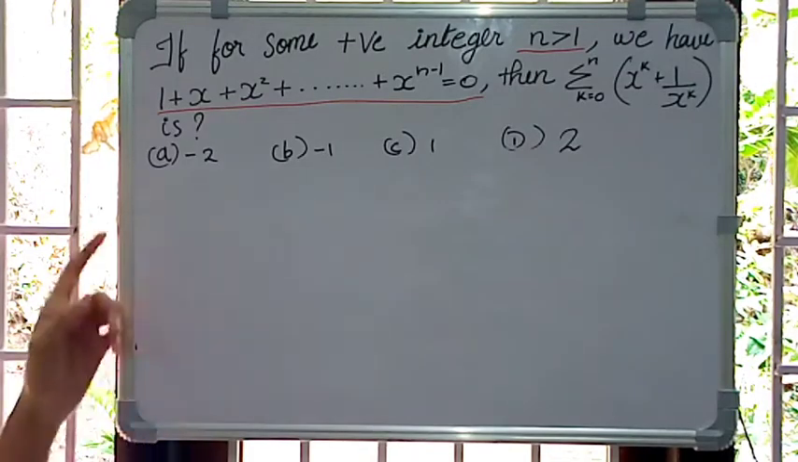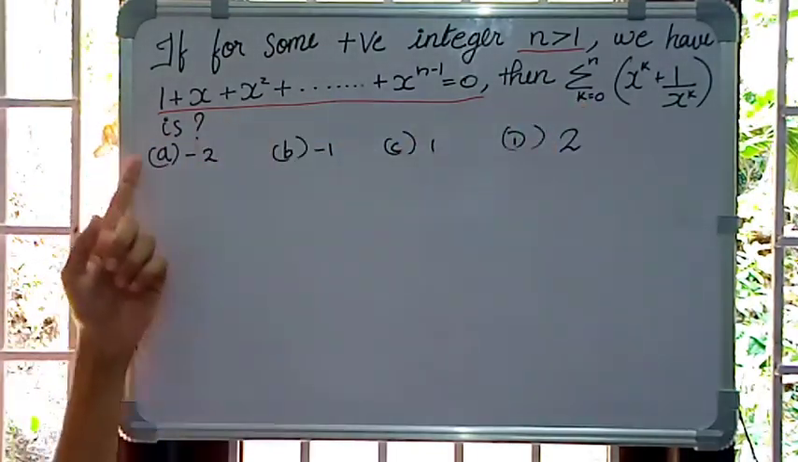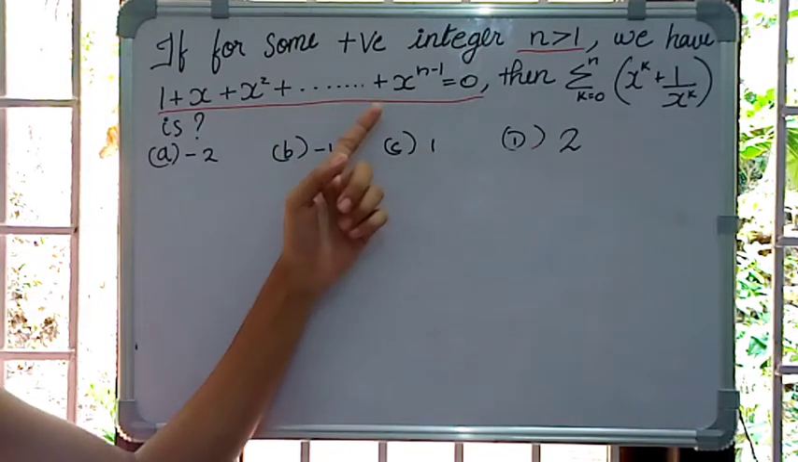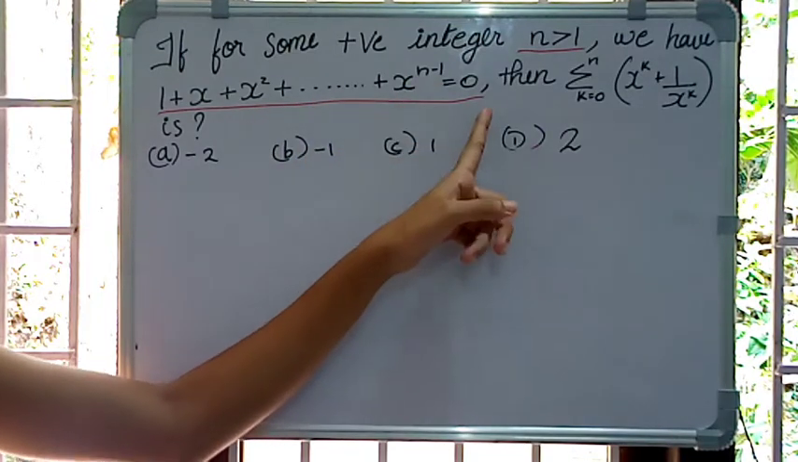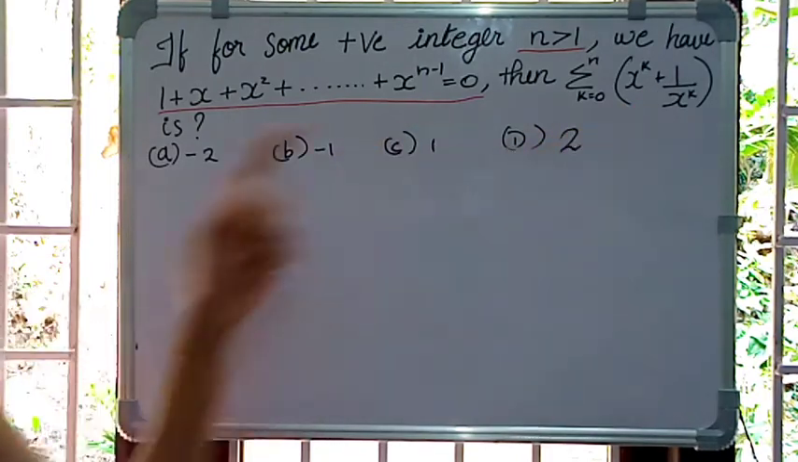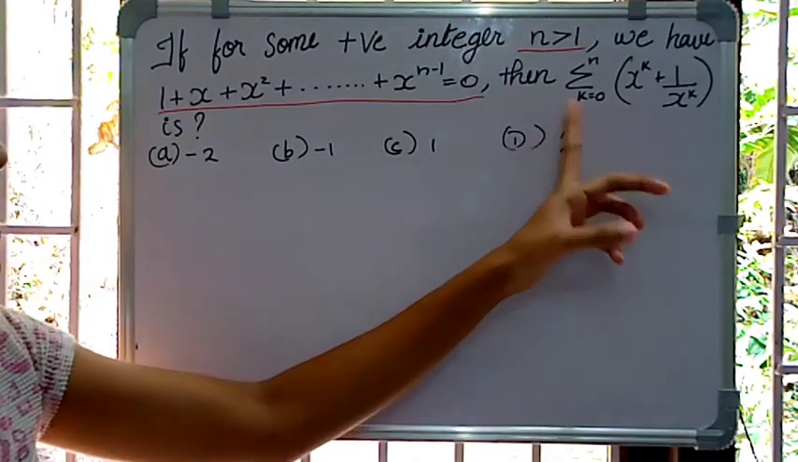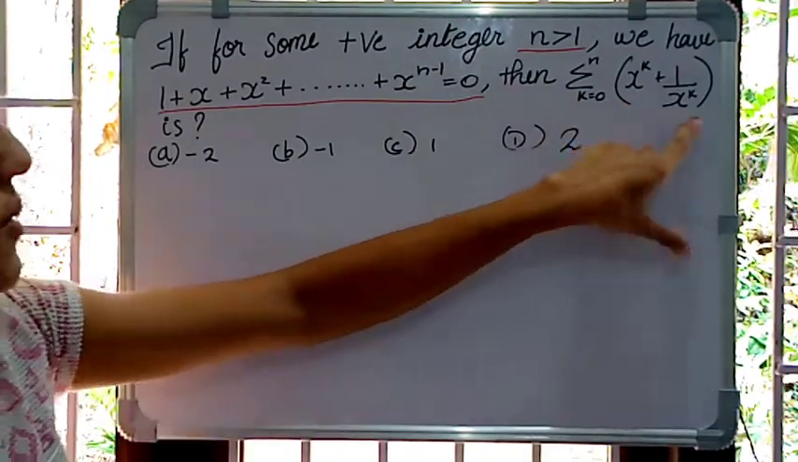The question is, if for some positive integer n greater than 1, we have 1 plus x square plus etc. plus x raised to n minus 1 equal to 0, then the summation of x raised to k plus 1 by x raised to k is. The following are the options. So here we are asked to find the summation of this term.